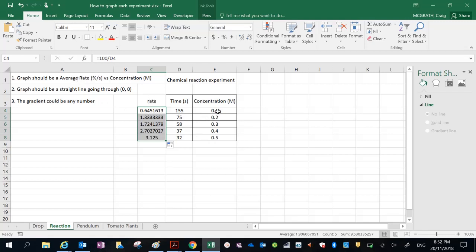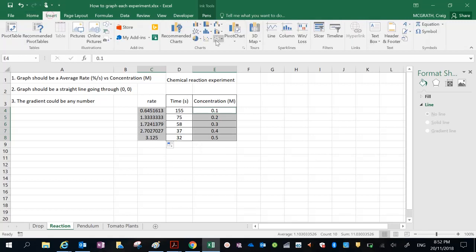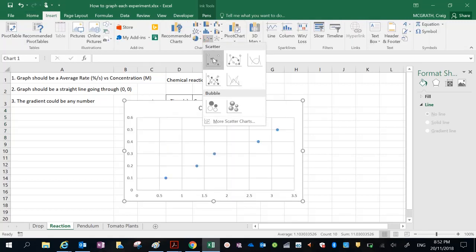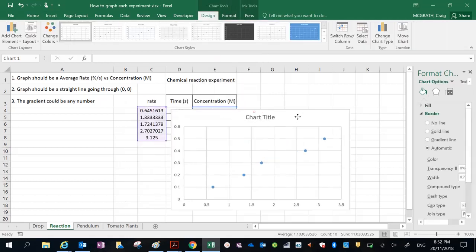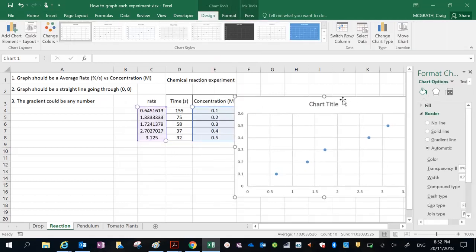So now we've got rate and concentration. Use the control button to highlight 2 separate columns. Then we insert a scatter plot. Again, we check to see if everything's on the right axis. And remember, rate had to be on the y-axis. So it should be going up to about 3.1 as the highest. Only goes up to 0.5. So it's the wrong way round. Let's delete it.